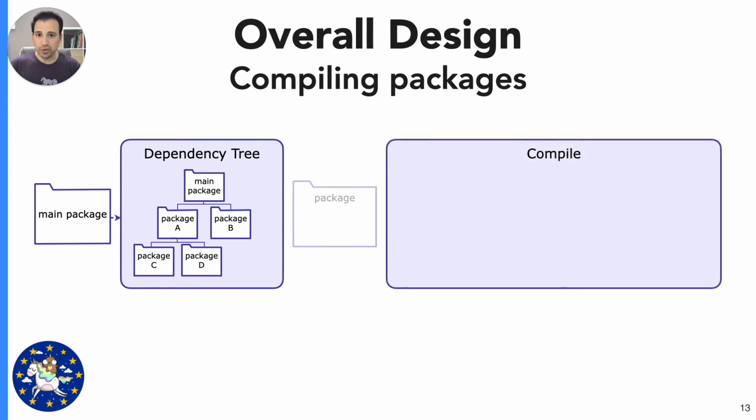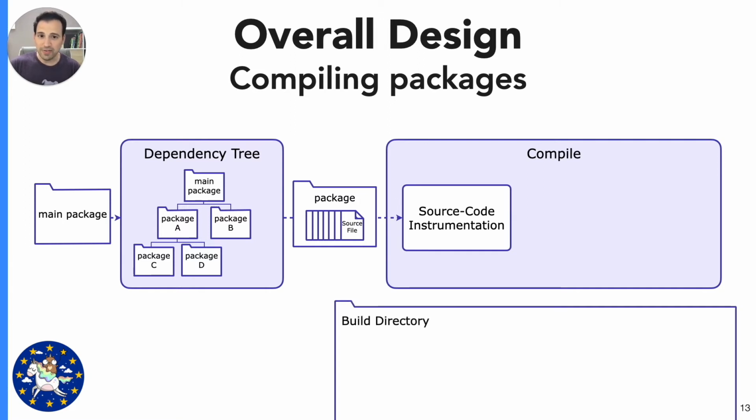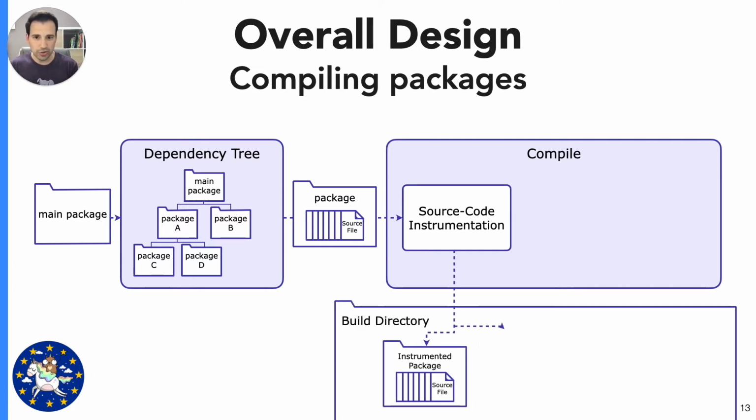Then it calls the compile toolchain program for each package of the tree. And so this is exactly the moment where we can intercept the calls to the compile toolchain program in order to perform our source code instrumentation. And so now for each source file of the packages that need to be compiled, we can instrument them one by one and save them into the build directory that the compiler has created along with the list of hooks.